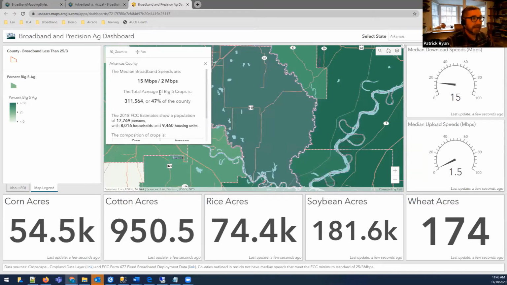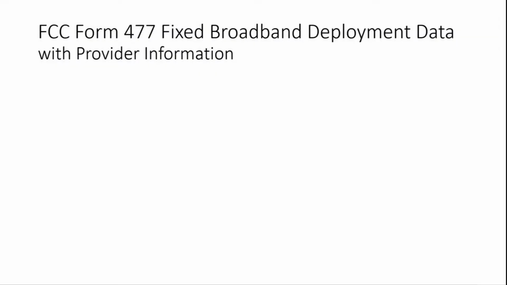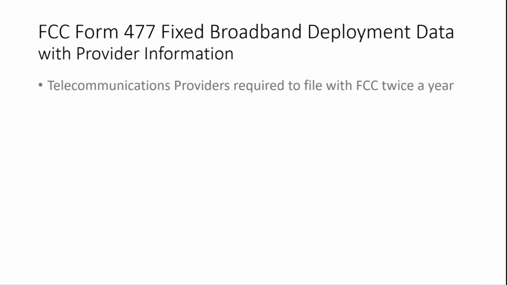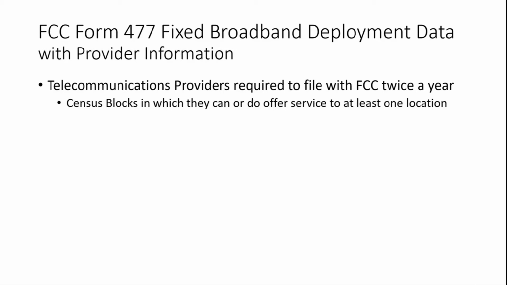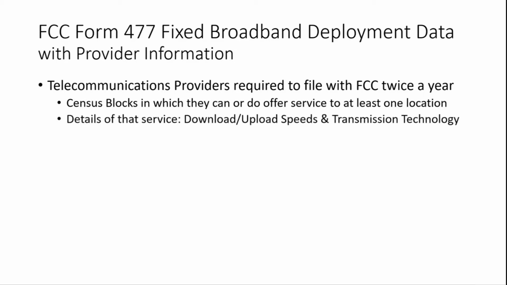So next, I'd like to take a moment and look at the FCC Form 477 fixed broadband deployment data, just to explain a little bit about what it is. So this is the data that the telecommunication providers are required to file with the FCC twice a year. It's essentially just a list of the census blocks in which they can or do offer service to at least one location, and the details of the service, the download and upload speeds, and the transmission technology.